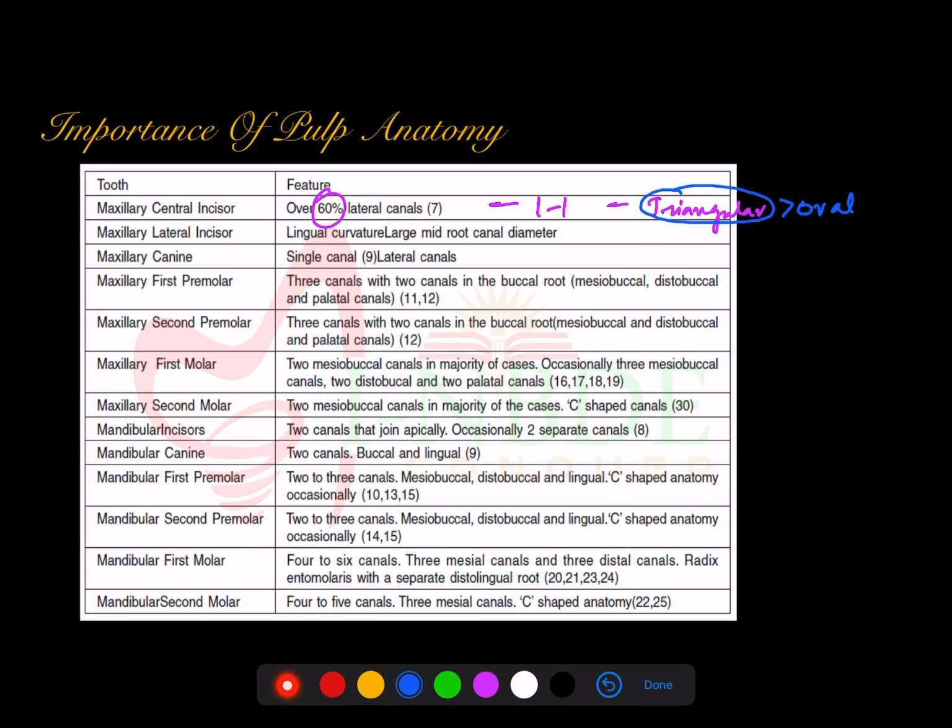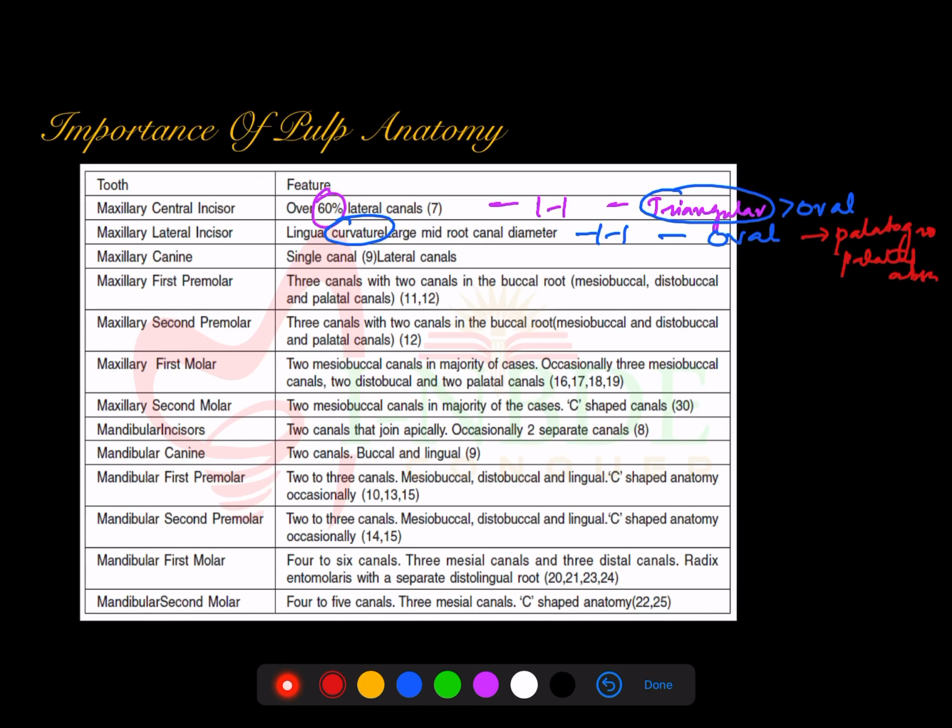The next is the maxillary lateral. In the maxillary lateral you will have curvatures; curvatures are most common in the maxillary lateral incisor. Regularly you see one root and one canal, and the shape is oval. You will have curved roots. Make a note, we have already discussed these two points: the palato-gingival groove is most common in this area, and palatal abscesses are also most common in the maxillary lateral.